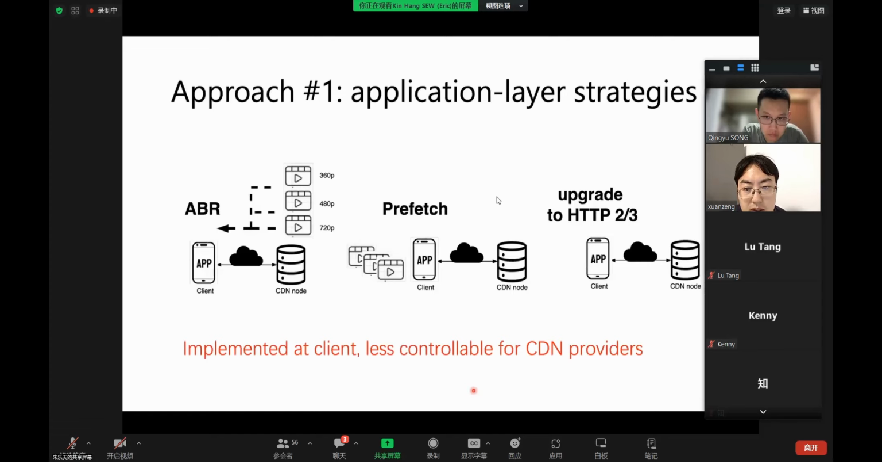There are some existing approaches to deal with it. The first type of approach is application layer strategies. For example, we can have ABR, adaptive.